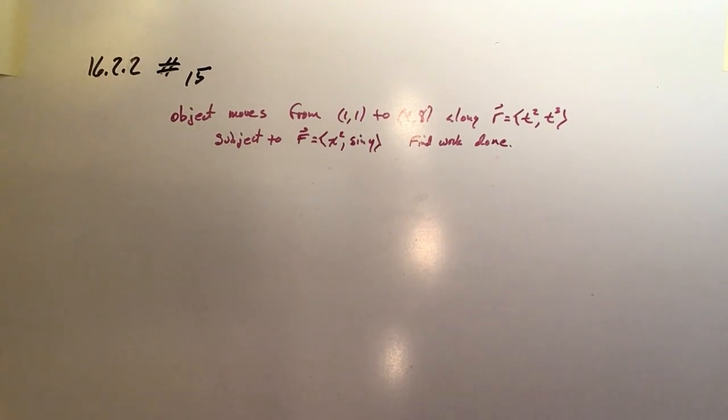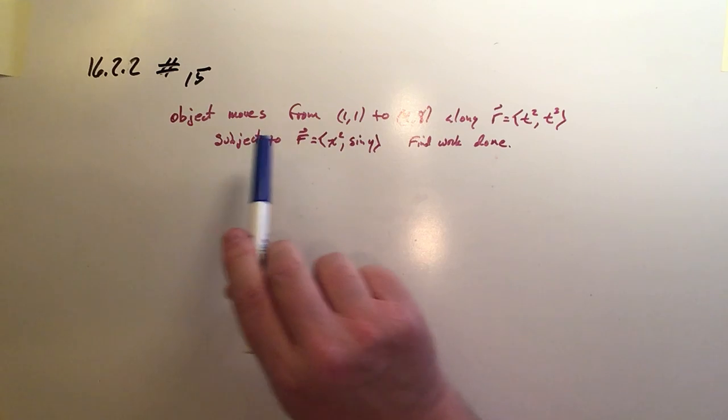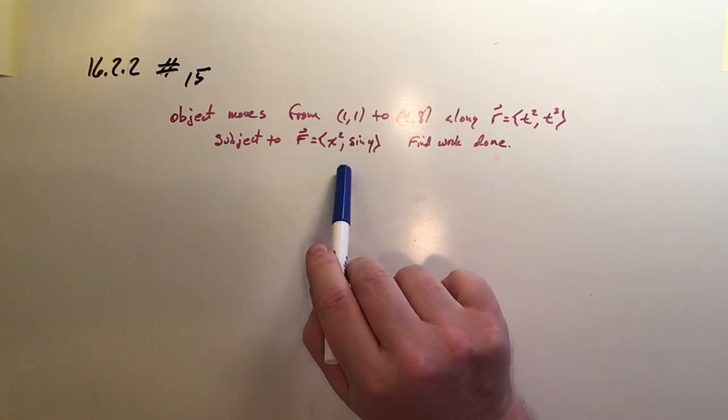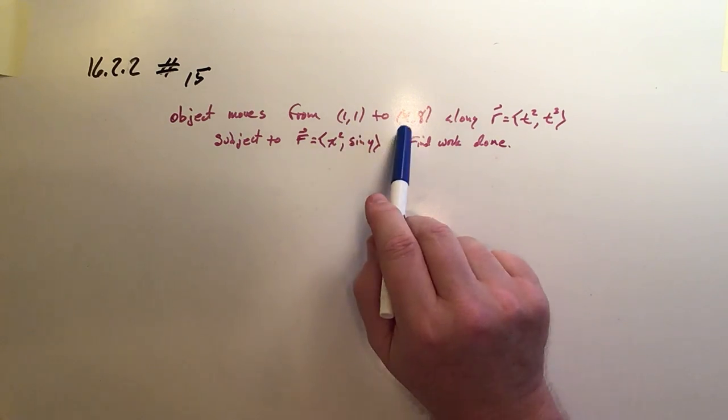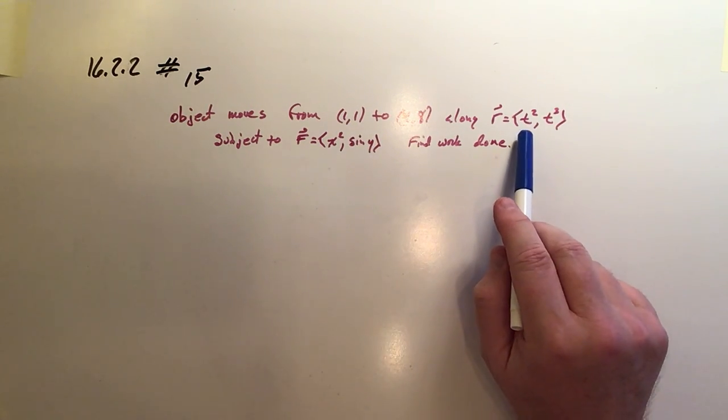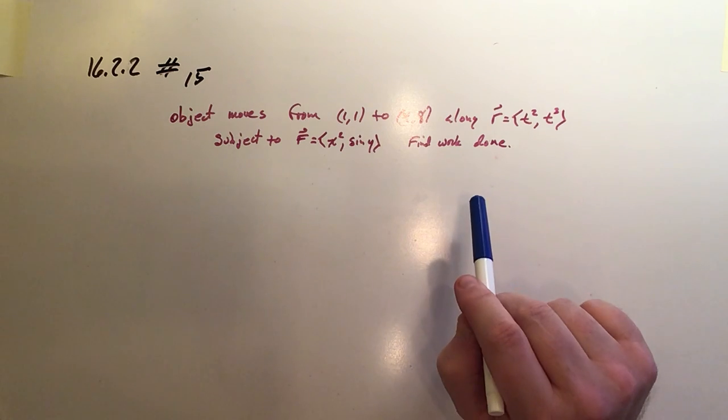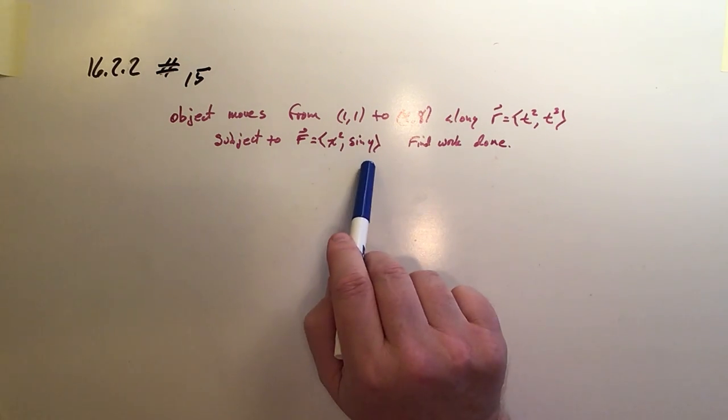This is 16.2.2, the work half of line integrals, and this one's number 15. The way these problems go is it talks about the movement of an object that's subject to a force along a path. So the object is going to move from (1, 1) to (4, 8) along this path, (t squared, t cubed), so that's a curve, and it's subject to this force.